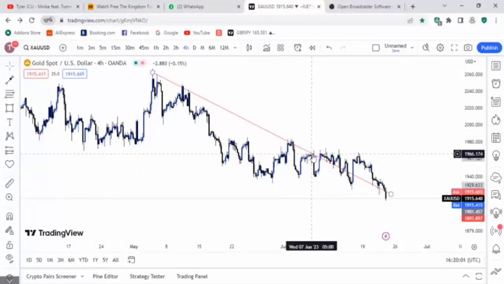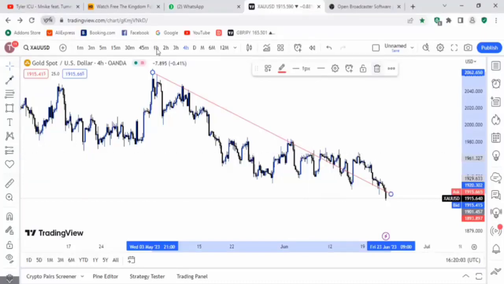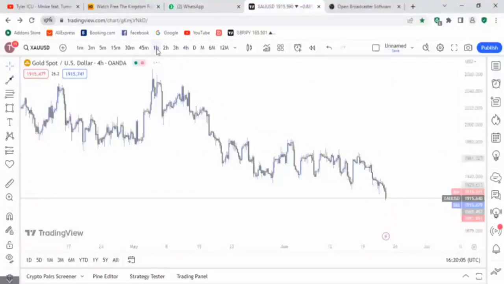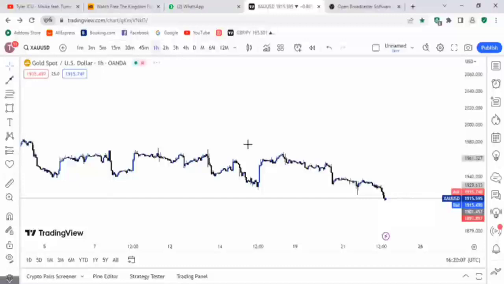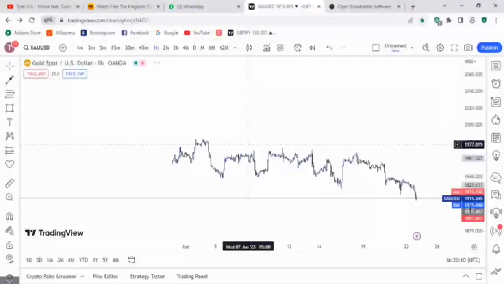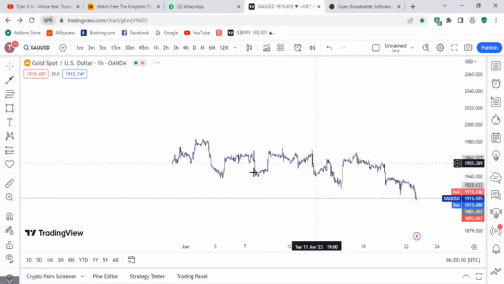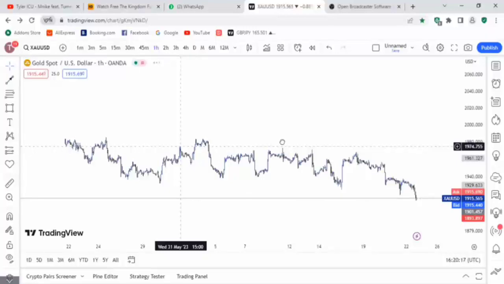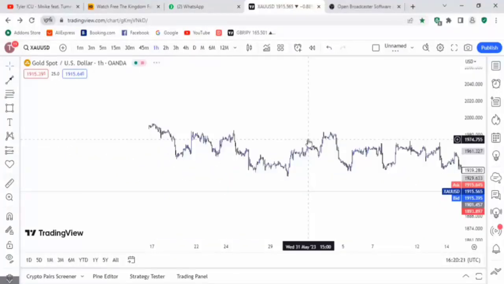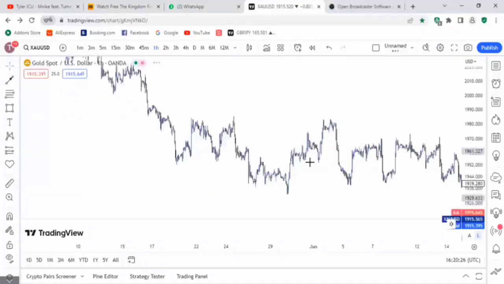After identifying our trend, let me go back to 1 hour, because I identified this downtrend from a bigger time frame, which is 4 hour. Now in 1 hour, I'm going to look for setups. So this is 1 hour.